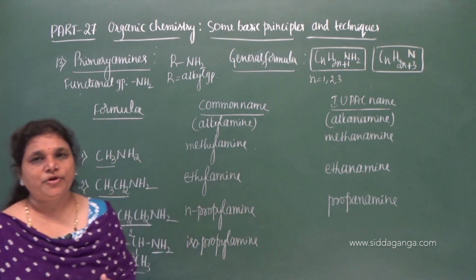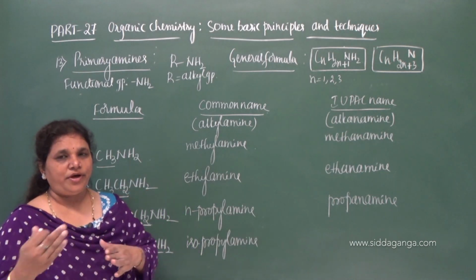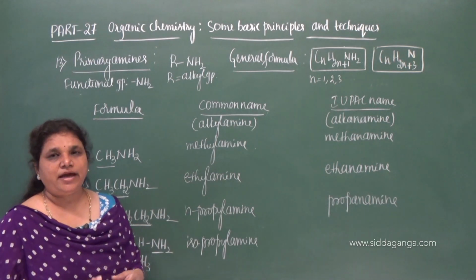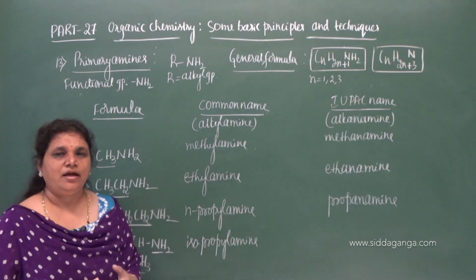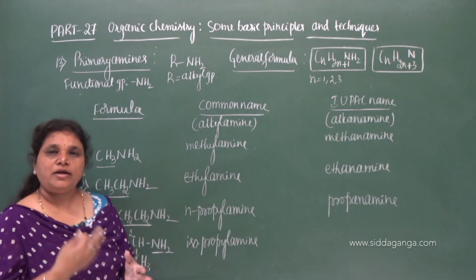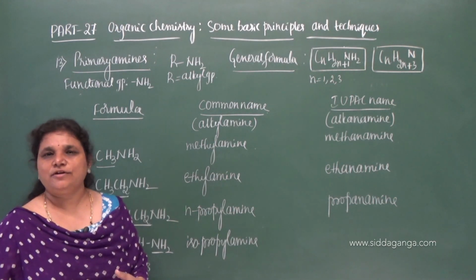So the OH group in alcohols may be present at the end of the carbon chain or it may be present anywhere in the carbon chain. So it can be a non-terminal as well as a terminal functional group.